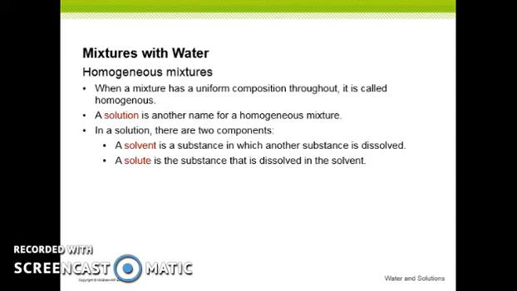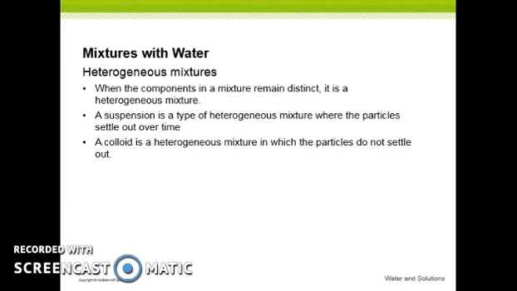So a solution is another name for a homogeneous mixture. In a solution, there are 2 components. The first one is a solvent, or a substance in which another substance is dissolved. The other component is a solute. That is where a substance has been dissolved in the solvent. A heterogeneous mixture is when the components in a mixture remain distinct.